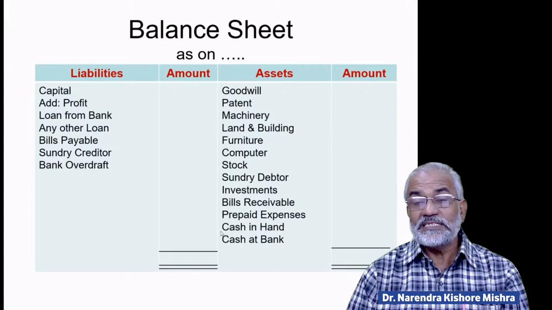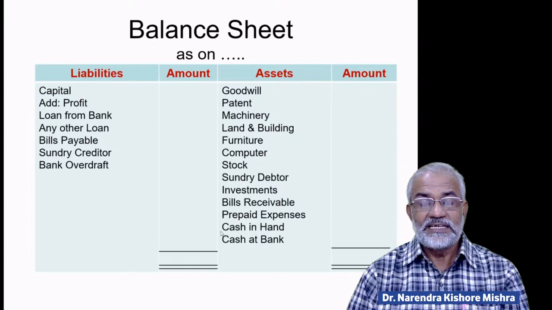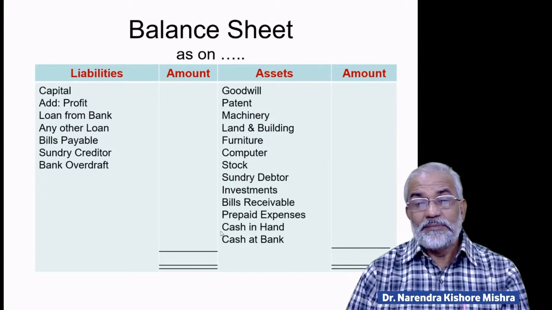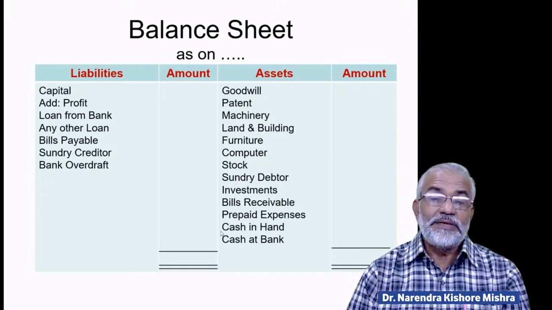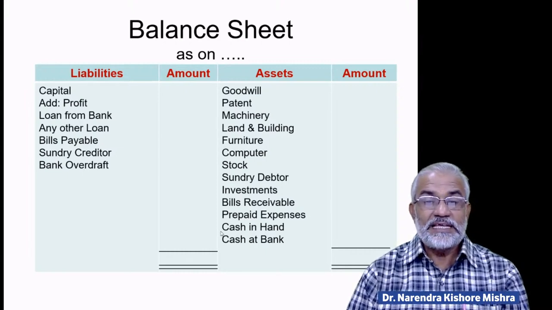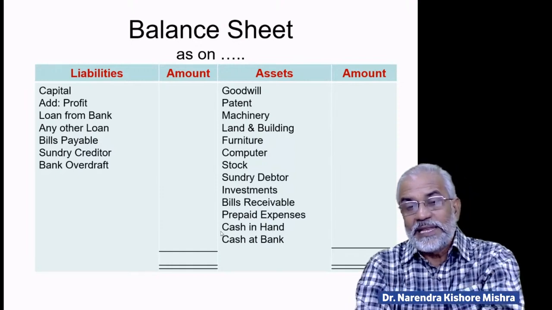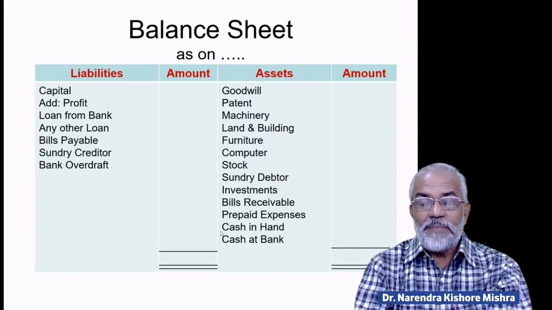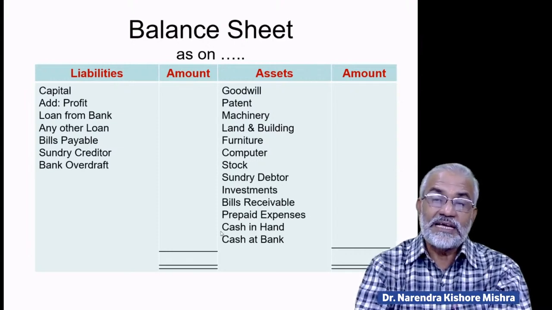If you refer to the classification of assets we have already discussed earlier, assets may be tangible or intangible, movable or immovable, fixed or current, or fictitious. Here, goodwill, patents, machinery, land and building, furniture and computer, stocks, sundry debtors, investments, etc., are the items of different assets reflected on the asset side of the balance sheet. Goodwill comes under intangible fixed assets. Patent would also come under intangible fixed assets.